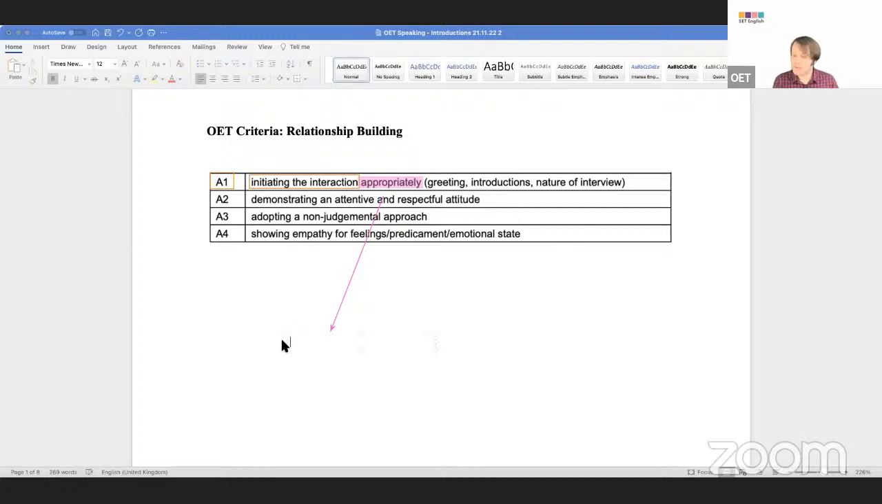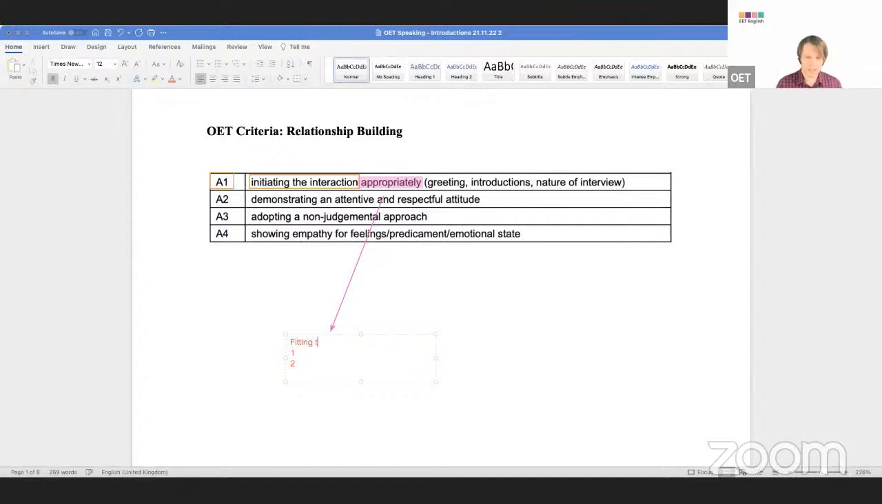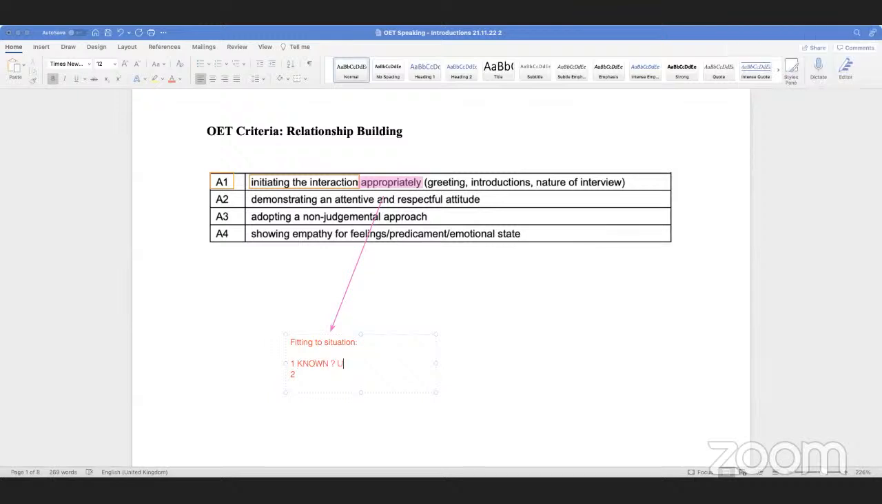So this word appropriate, I'll go to Gabby. Gabby, I was saying yesterday, this means two things. What does it mean? Anyone help her out? Beautiful. Fitting to the situation. I'll put this here actually. Fitting to the situation. Fitting how? There are two ways it can be fitting. It can be known or unknown.